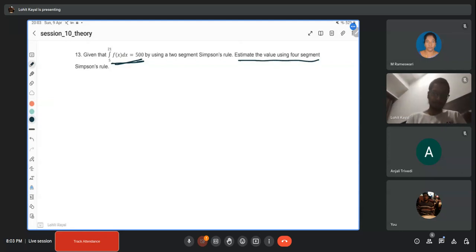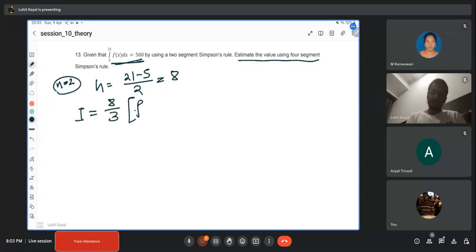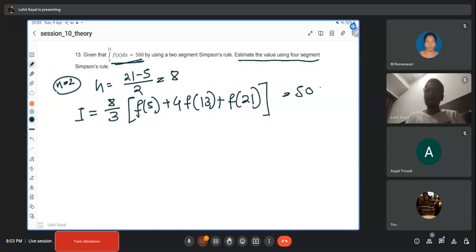All right. So what will be my h over here for the two segment Simpson's rule? h will be equal to (21 minus 5) by 2 equal to 8. Then what will be the integration result? It will be h over 3, that means 8 by 3 times (f(5) plus 4 into f((a plus b) by 2), that is 4f(13), plus f(21)). This is equal to 100. It is provided. Okay, let's keep it.